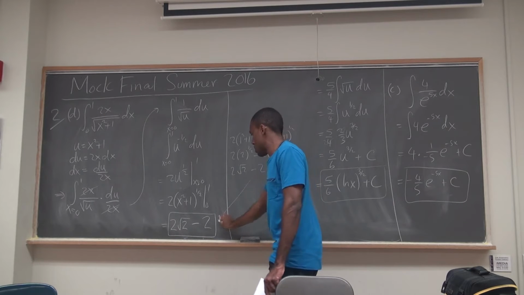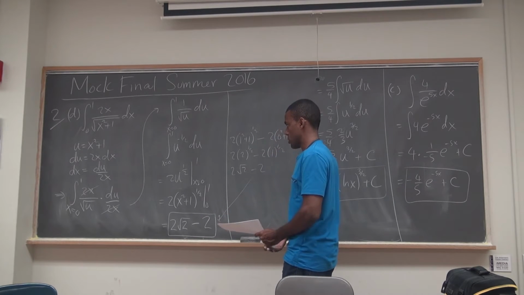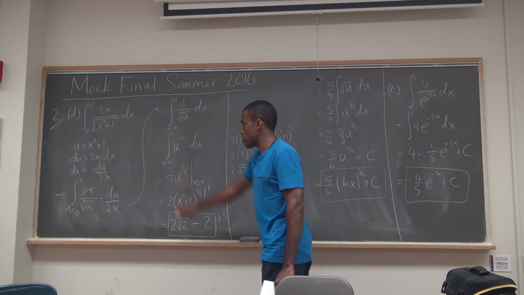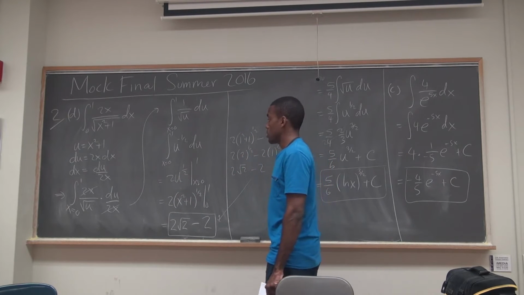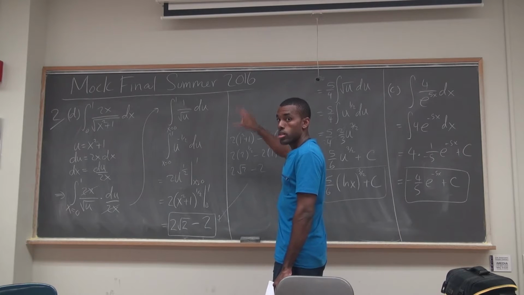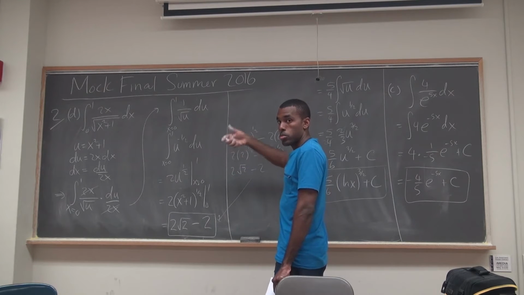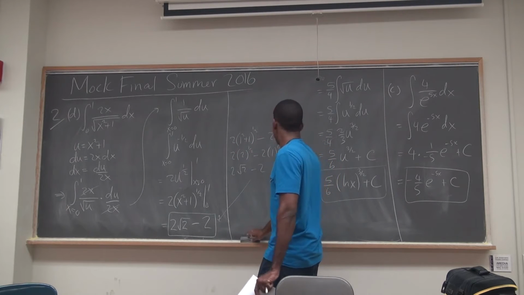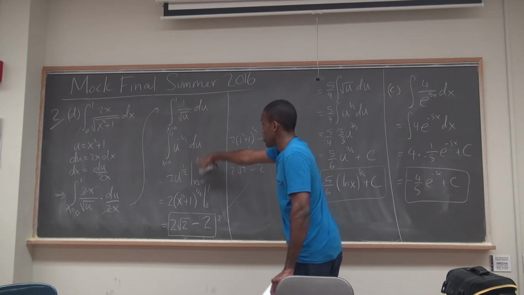Where'd you get the 2 in front of the u from? It should be a 1/2 on the bottom. Power rule. You add 1 to the power, divide by the new power. Dividing by half is the same as multiplying by 2. Oh, divide by half, you flip and multiply. You get 2. Okay. Gotcha. So it's power rule to go from u to the minus 1/2 to u to the 1/2.